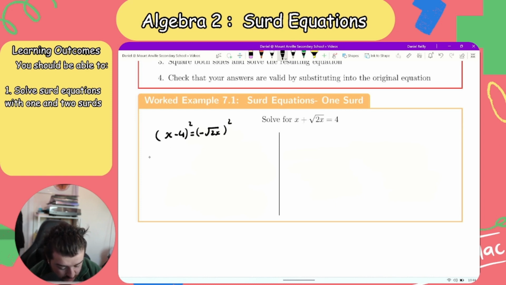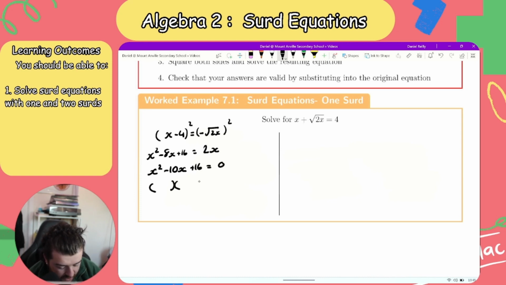This is going to expand out to x squared minus 8x plus 16. And then minus root 2x squared is minus root 2x times minus root 2x. The surds cancel out, and the minus is squared so it becomes positive, so I'm left with plus 2x. I'm left with a quadratic here. Let's solve: x squared minus 10x plus 16 equals 0.